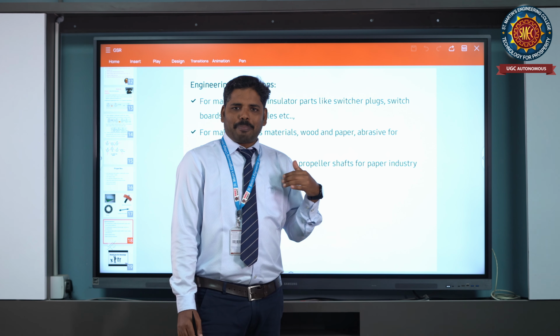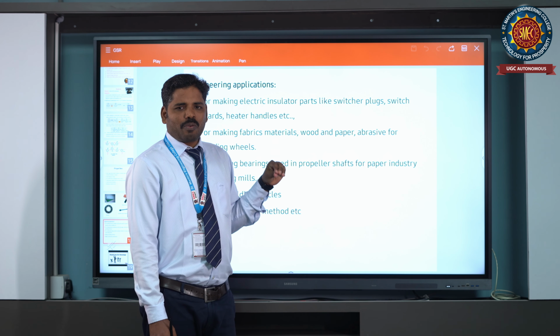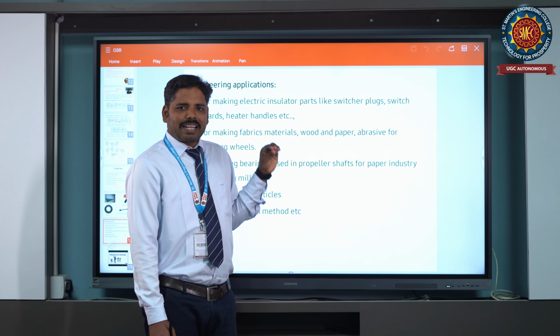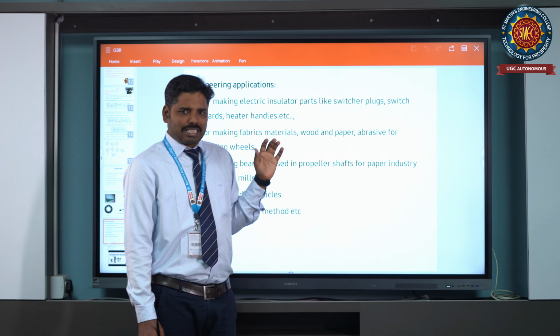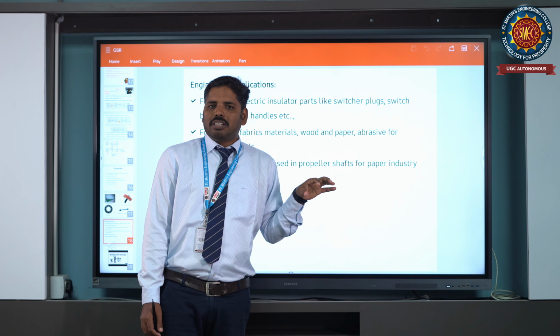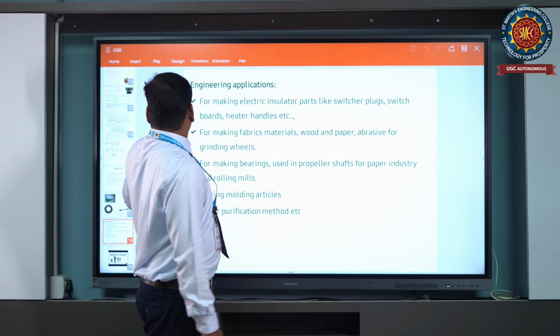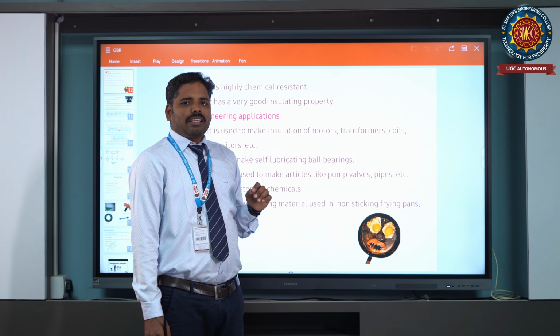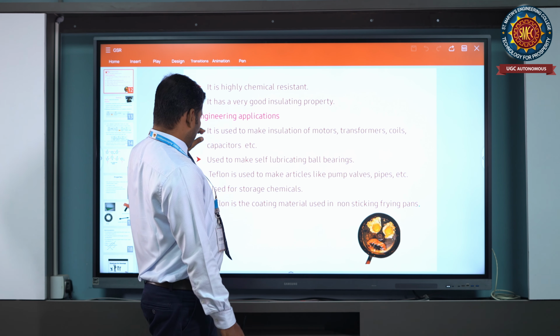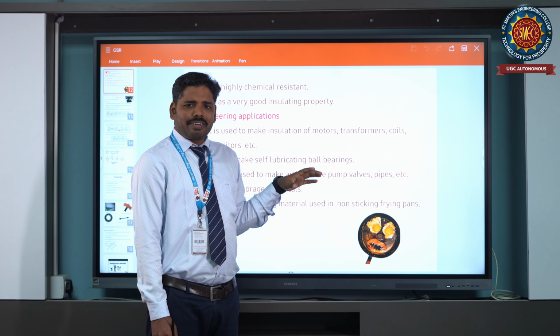Polyvinyl chloride physical properties. What are the physical properties of polyvinyl chloride? Polyvinyl chloride is white in color, odorless, and chemically inert. It is insoluble in water. It is soluble in organic solvents. It has good electrical insulating properties. Next one, polyvinyl chloride applications. It is used in the production of pipes, cables, table covers, etc.